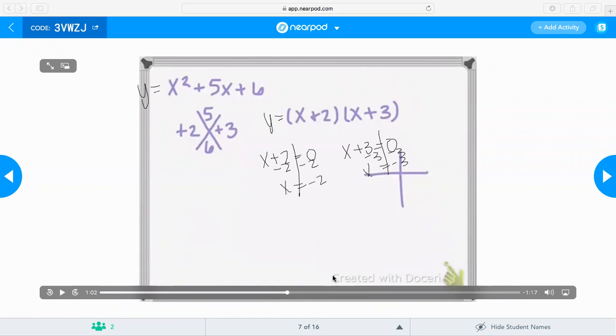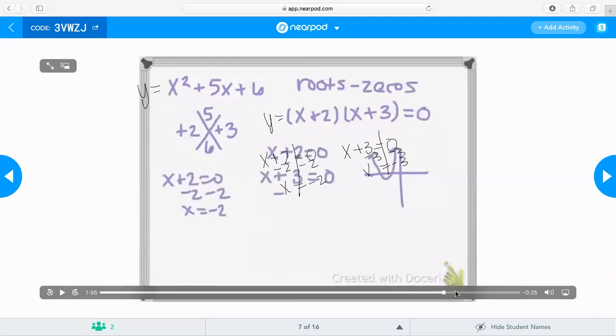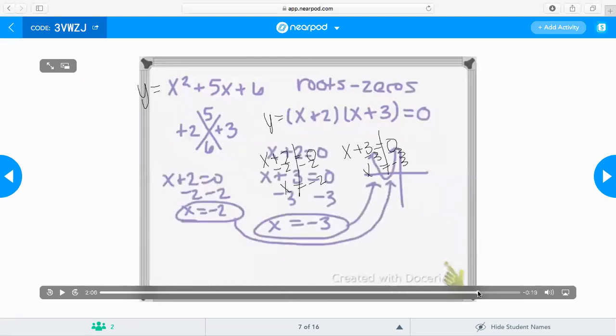So my two x-intercepts would be at -2 and -3. I think that's the gist of it all. So that's how you find it. Let me erase my black marks. Okay, so this is the connection I need us to make. This is the big thing.